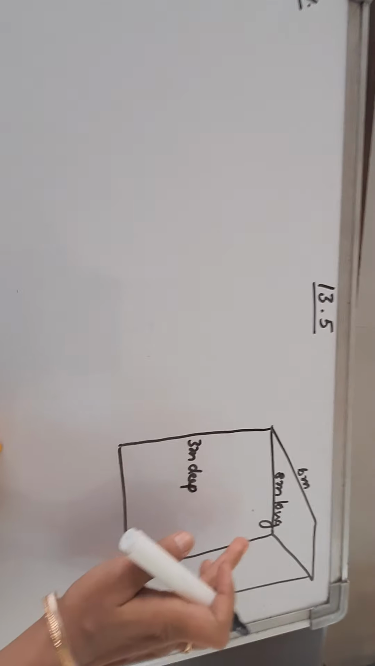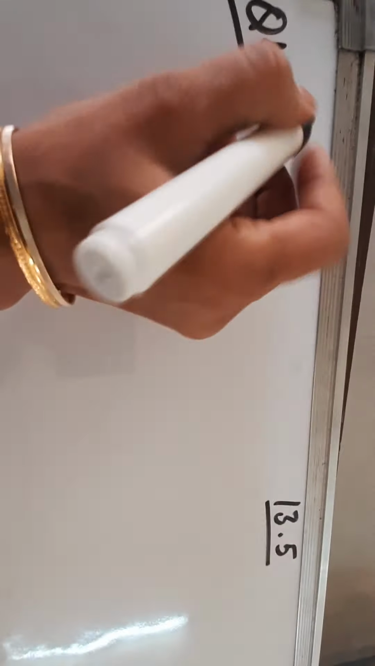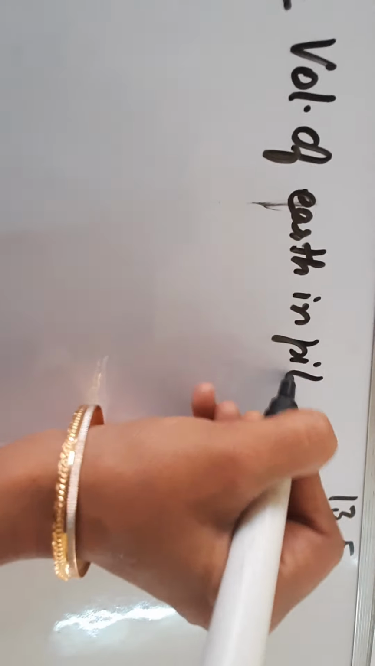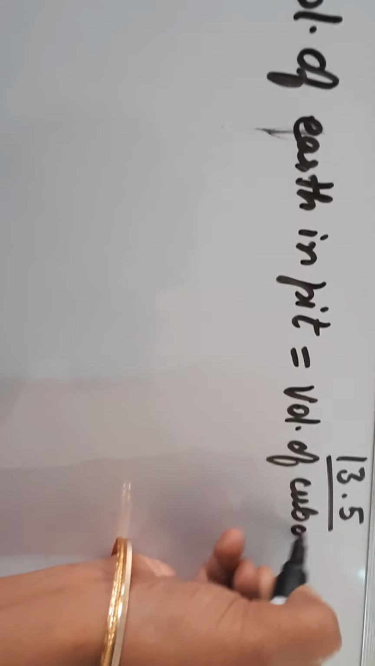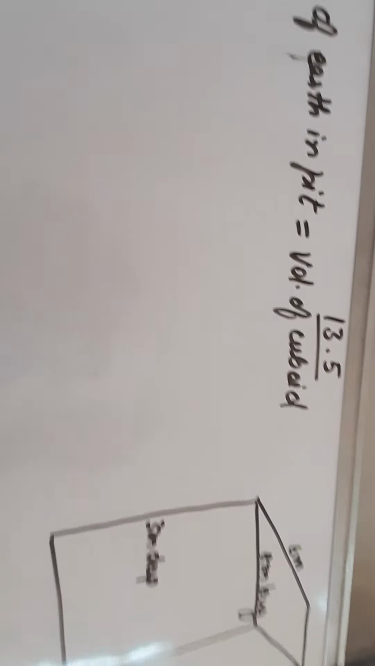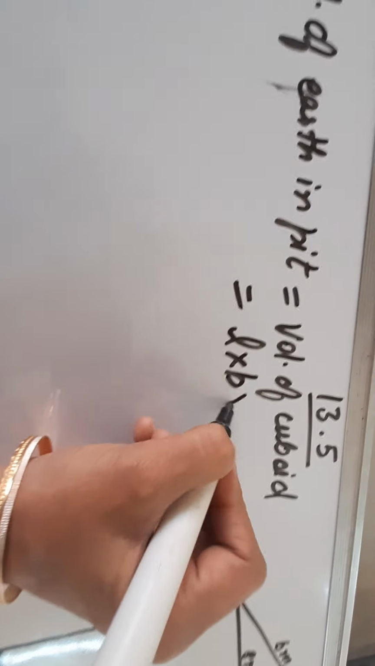So let's start. So what do we write? It is a pit of 8 meter long, 6 meter broad and 3 meter deep. So what we have to do? First we will find out the volume of earth in the pit. That is equal to volume of cuboid. We have to use this formula because the length, breadth and height of the pit are all different. That means it is in the shape of a cuboid. So we have to apply this formula, and its volume is L into B into H.